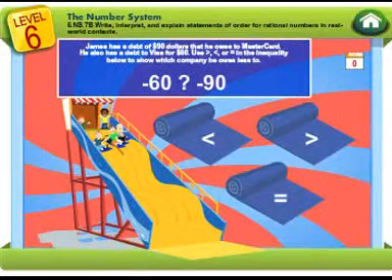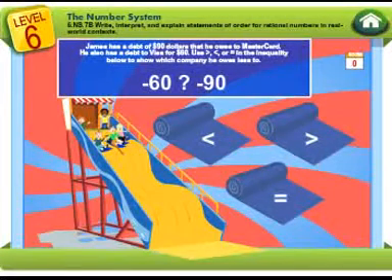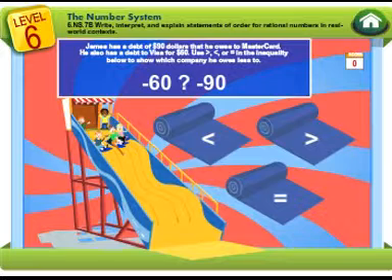James has a debt of $90 that he owes to MasterCard. He also has a debt to Visa for $60. Use greater than, less than, or equal to in the inequality below to show which company he owes less to.